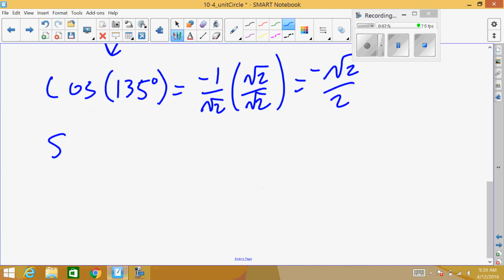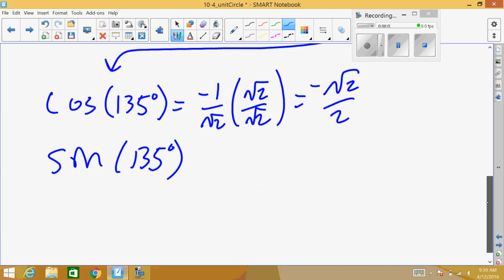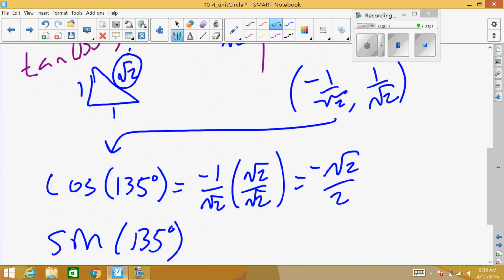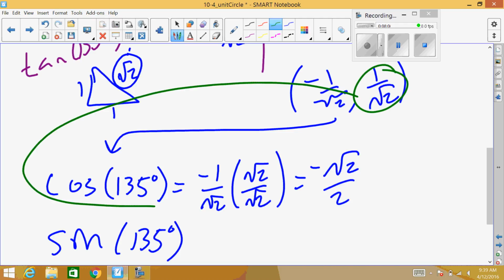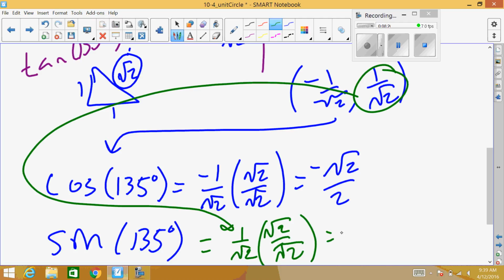The sine of 135 degrees comes from the y value. Oops, getting ahead of myself. Should show my work. Square root of 2 over square root of 2 gives me 2 over the square root of 2. Positive square root of 2 over 2.